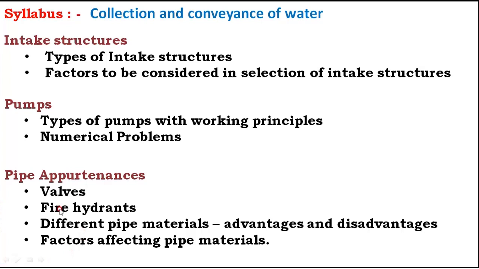If there is any fire that breaks out near the pipeline, then you should have fire hydrants. Then different types of pipe materials, which material is good for which place, that you are going to study, and advantages and disadvantages of pipe materials. Then factors affecting pipe materials, meaning what all factors you need to consider in selection of pipe materials. By considering them you select the pipe material, that we will study.